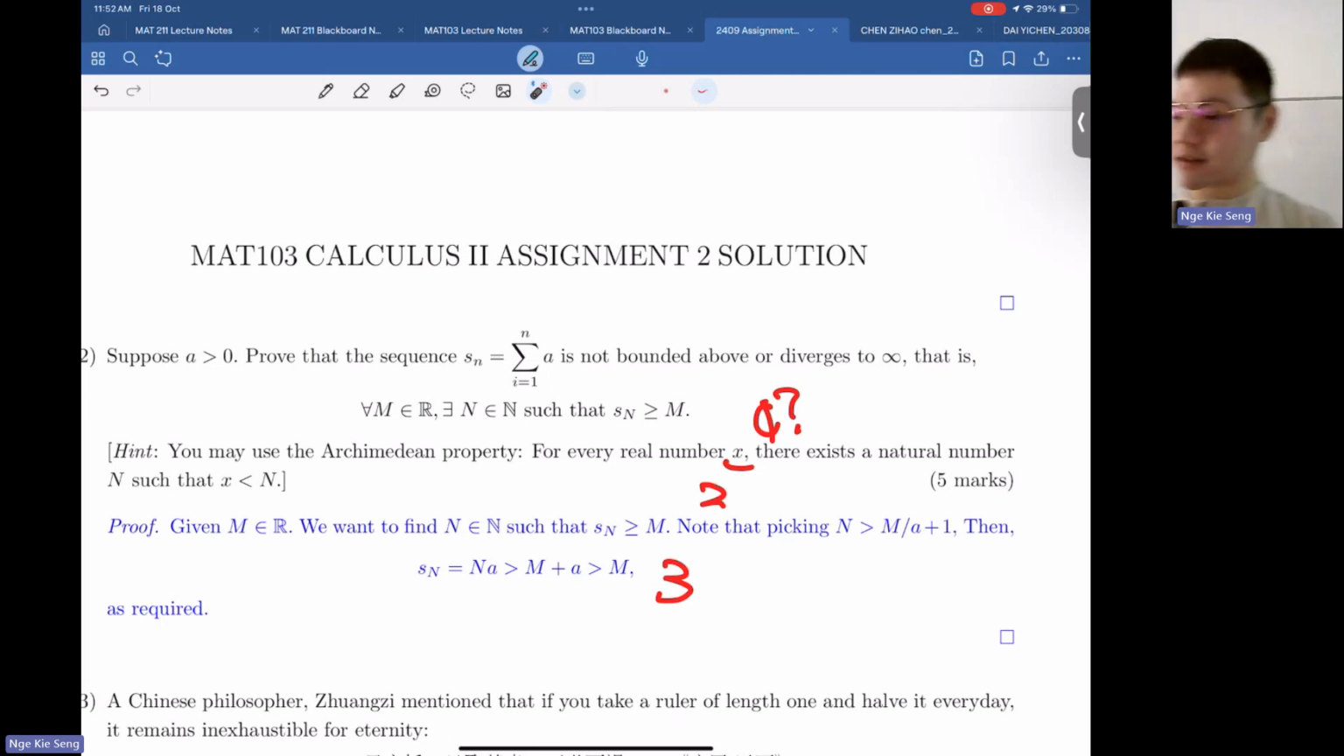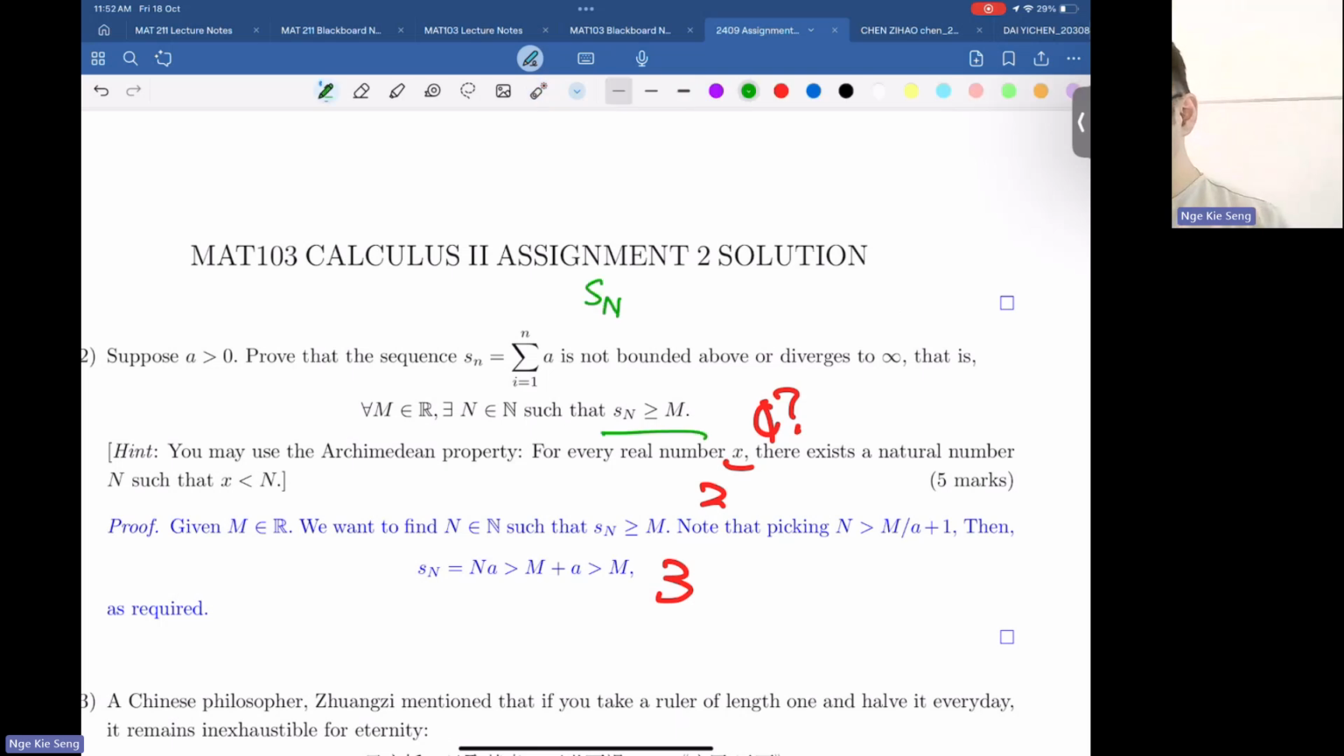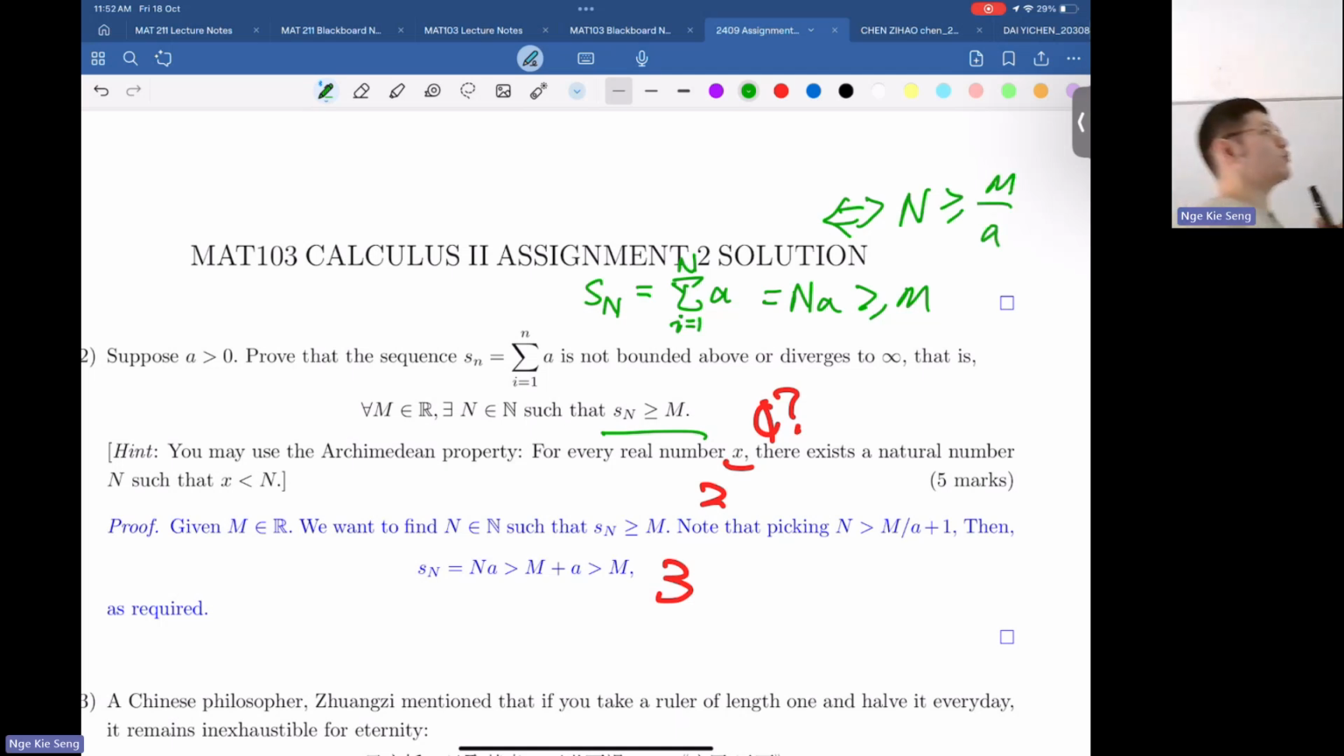So we decode the "such that" part first. How do we decode this? I gave you the formula already. What is S_N? The sum of A from 1 to capital N. But what is this? Just N times A, right? You want to make sure that this is greater than or equal to M. This implies what? N is greater than or equal to M over A. So you need to find an N that does this.